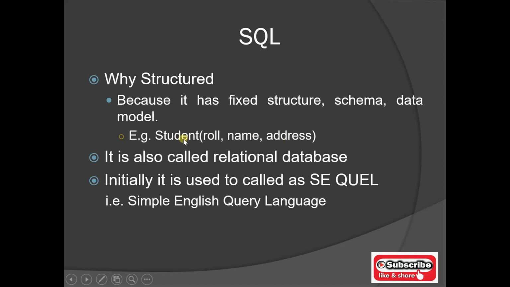This is nothing but schema definition for student, which shows only three attributes. And when we have ER model, when we have graphical representation of student, that ER model can be converted into relational model. And relational model is nothing but relational database. That's why it is also called as relational database. Why? Because we can show relationship between different entity sets.